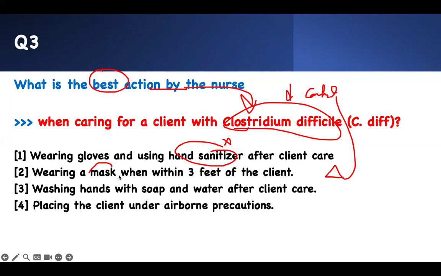Whereas a surgical mask is not going to prevent contact; it is for droplet. And washing with soap and water after care sounds right. Placing the client under airborne is not.